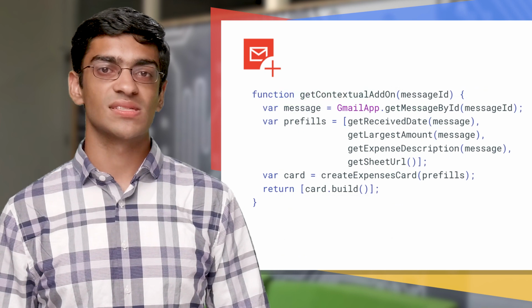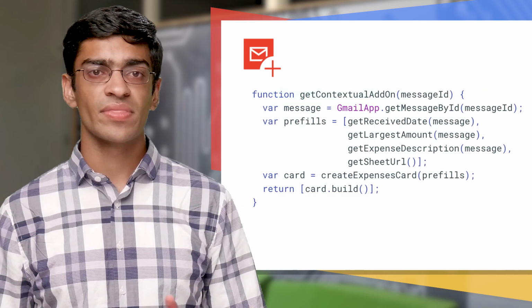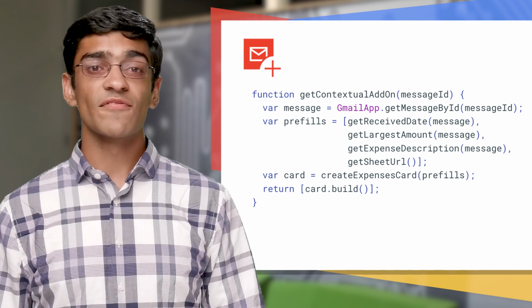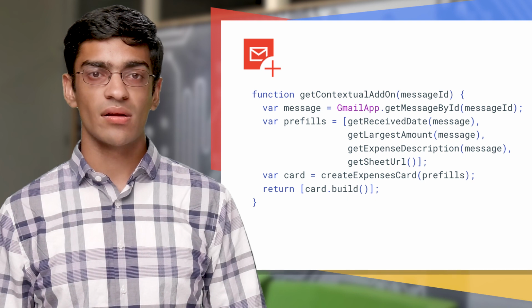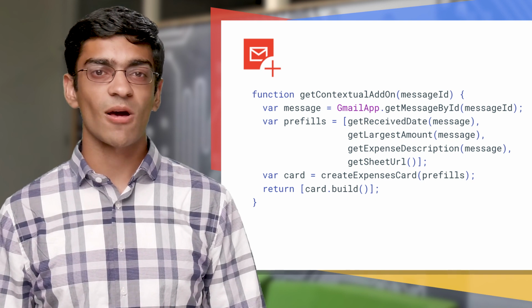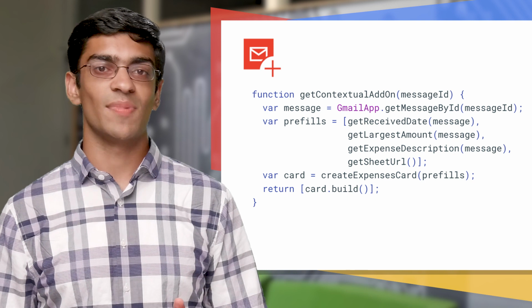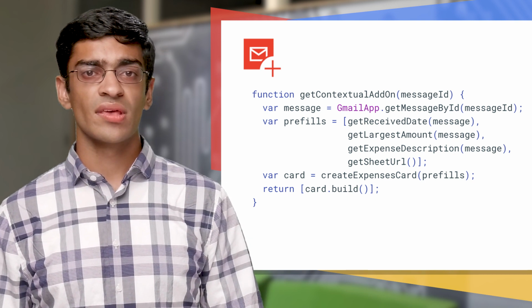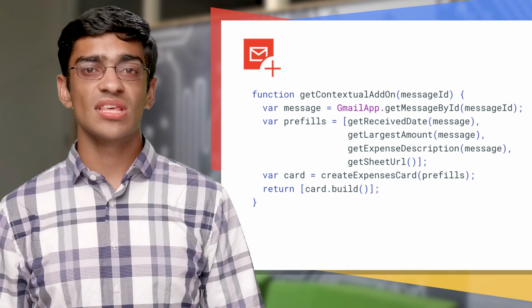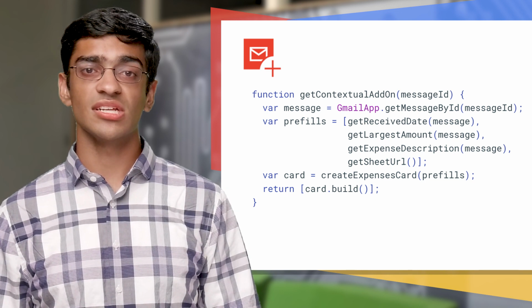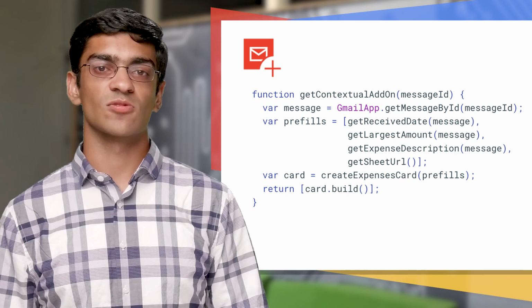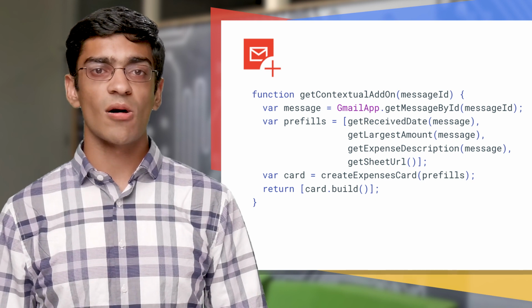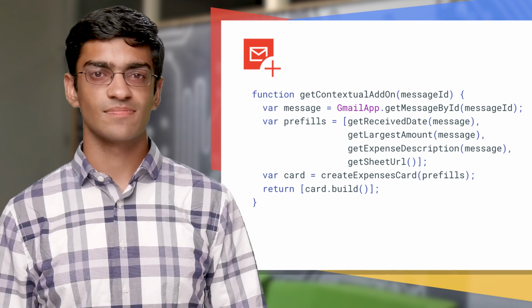Let's walk through some of the core parts of the add-on to give you an idea of how they're built. Then you'll have enough knowledge to build your own when an idea inspires you. The first function is getContextualAddOn. This is the entry point that's called to launch the add-on. Gmail add-ons run on a per-message basis, so whatever message you're on, that's the message ID that's passed to getContextualAddOn. Here, with the help of some utility functions, the email message is parsed for the relevant values from the receipt. Once we have all the values in the prefills array, the UI add-on is built and given to Gmail to render. It calls createExpensesCard to do this.